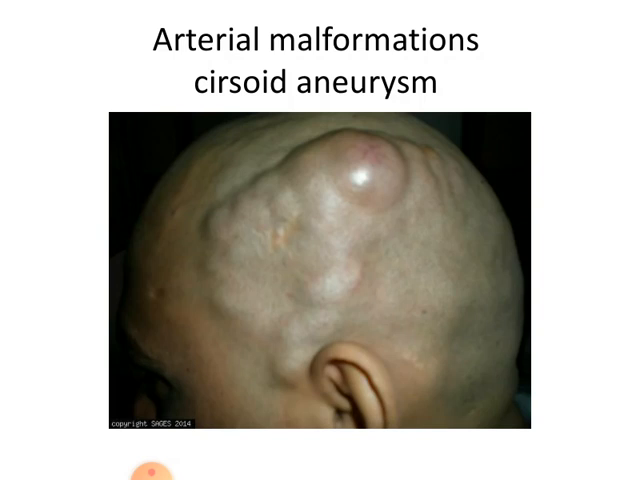There is an underlying skull defect on the plain X-ray. Angiography shows the feeding vessels. Treatment is ligation of the vessel, or excision, or embolization by gel foam. Gel foam is a mass closing the feeding vessel. This is the arterial malformation, or cirsoid aneurysm.